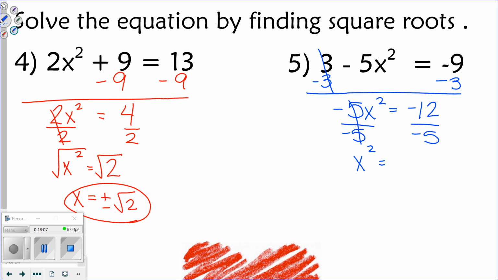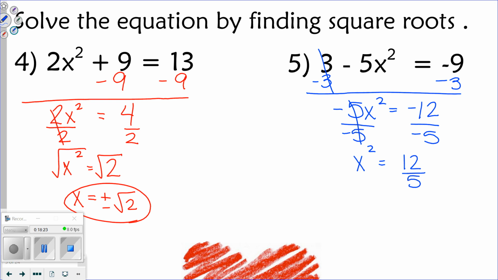$12 over 5, thank you. Two negatives make a positive, so that part simplifies. Do not, I repeat, do not turn that into a mixed number. Okay, when we do square roots, we like to do top of fraction, bottom of fraction. We don't do mixed numbers.